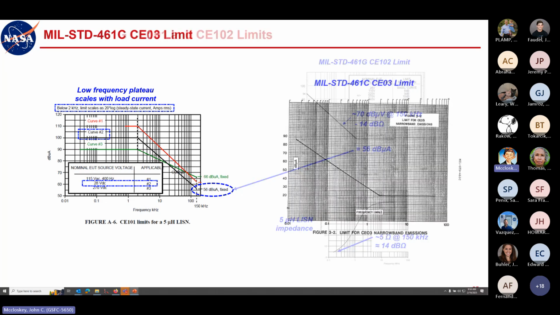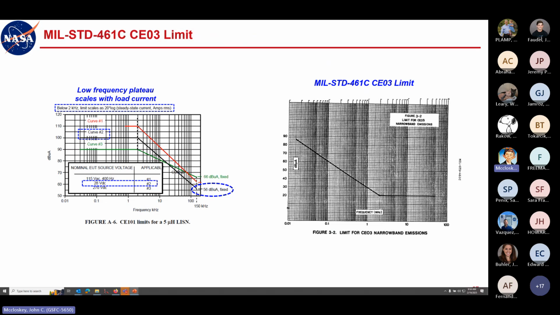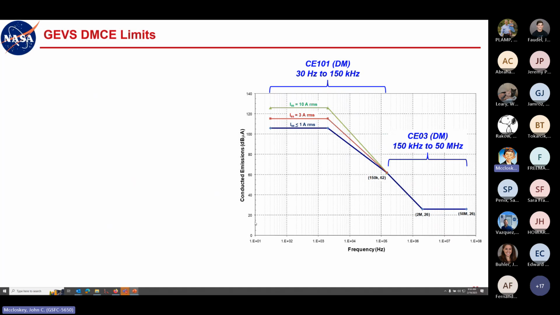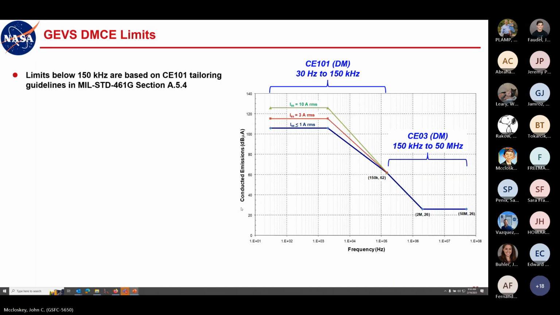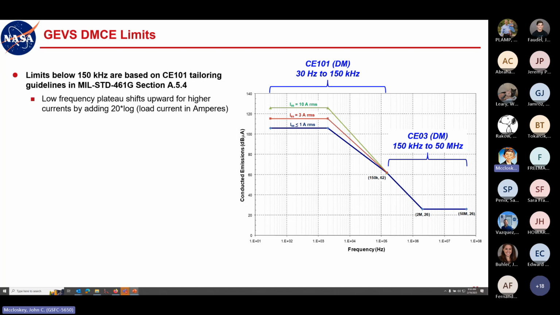And if we look at the basic CE03 limit, the limit at 150 kilohertz, it's 56 dB microamps. Again, all this was done on purpose. All these pieces fit together. So this forms the basis of our default differential mode conducted emissions limits in GEVs. Limits below 150 kilohertz are based on CE101 tailoring guidelines in the Mil standard in the appendix, the ones I just walked through.